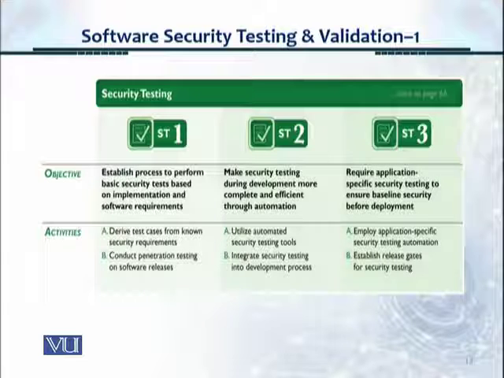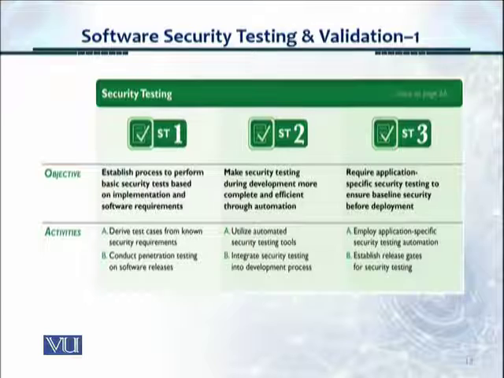Second security testing objective: make security testing during development more complete and efficient through automation. And here we utilize automated security testing tools and integrate the security testing into the development process. And finally, we require application-specific security testing to ensure baseline security before deployment, and we employ application-specific security testing automation, and again, establish release gates for the security testing.